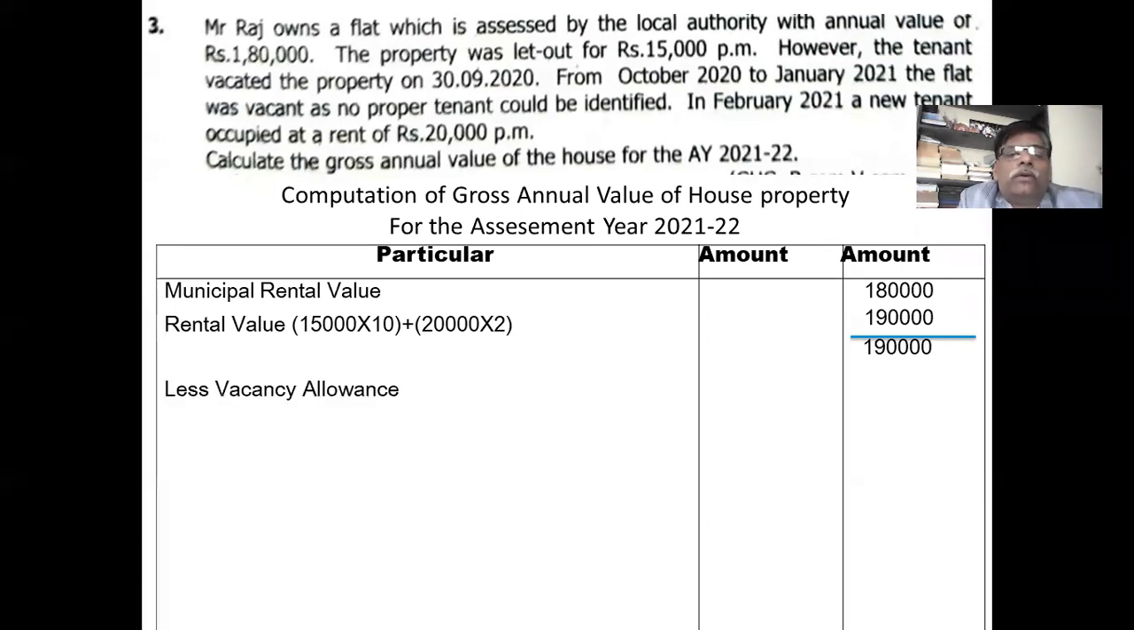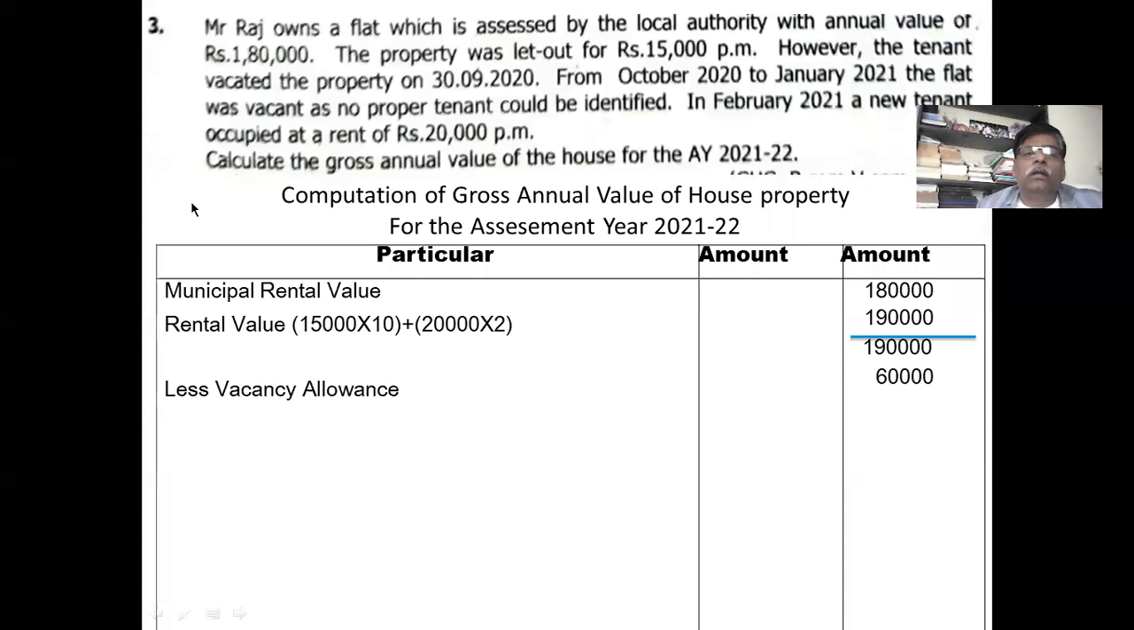After taking this value, less vacancy allowance. How many months is the house vacant? The house is vacant for October, November, December, January. 4 months the house is vacant. For these 4 months, 15,000 is the rent. 15,000 per month. 15,000 into 4, rent is 60,000.